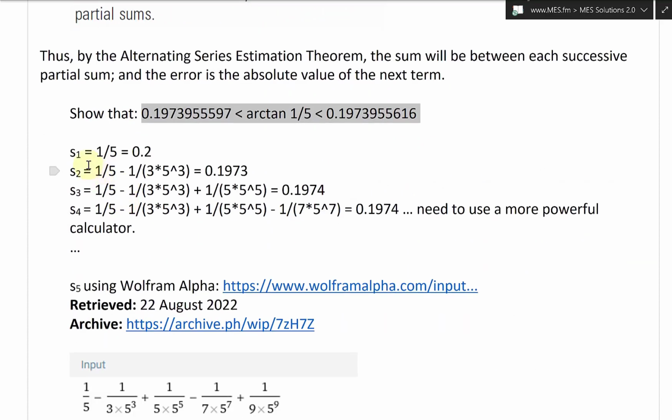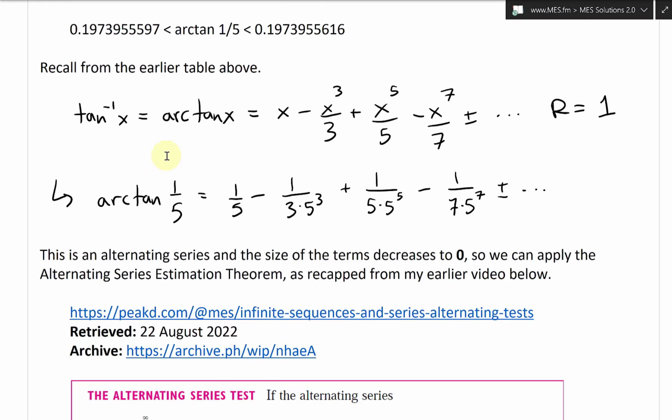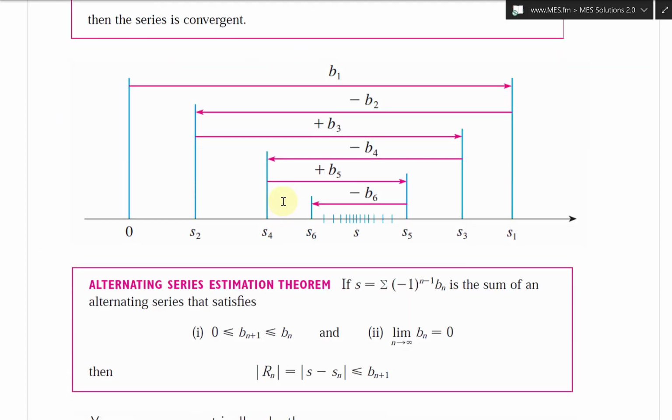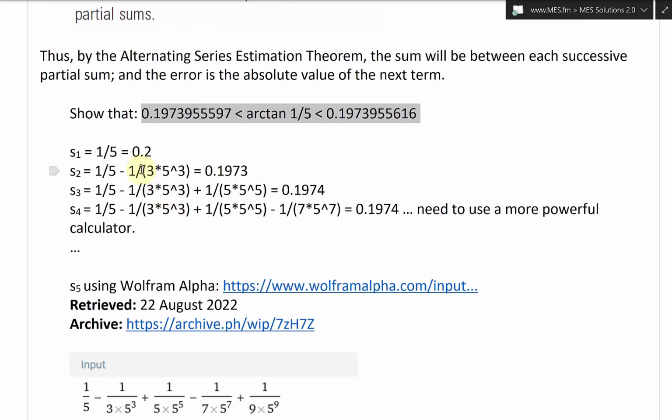So first, S1 just equals 1 over 5. So that's the first one. The next one, S2, is going to be 1 over 5 minus 1 over 3 times 5 cubed. So that's this one. If you just put it in the calculator, my OneNote calculator gives that. And then this one, 1 over 5 minus 1 over 3 times 5 cubed, equals this. Now S3 becomes this, and it's all rounded.